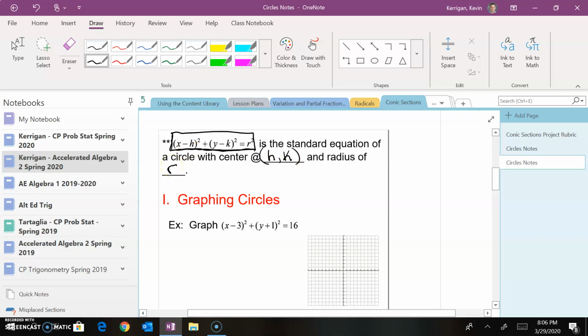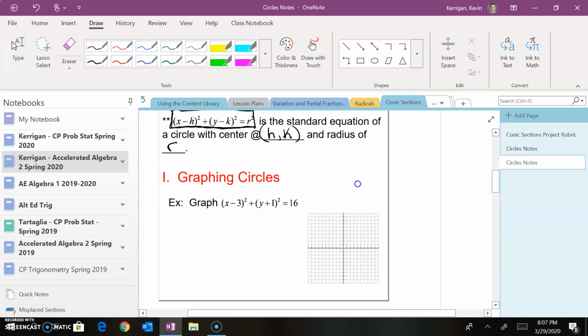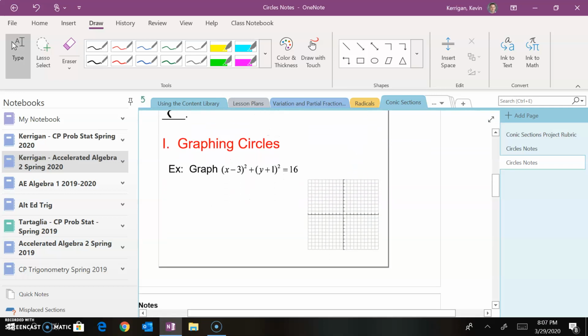Back when we had our quadratic functions, we had y equals a times x minus h squared plus k, where (h, k) was our vertex. Here, (h, k) will represent the center of this particular circle. So, in our first example here, x minus 3 quantity squared plus y plus 1 quantity squared equals 16. In order to graph a circle, all we need are simply the center and the radius.